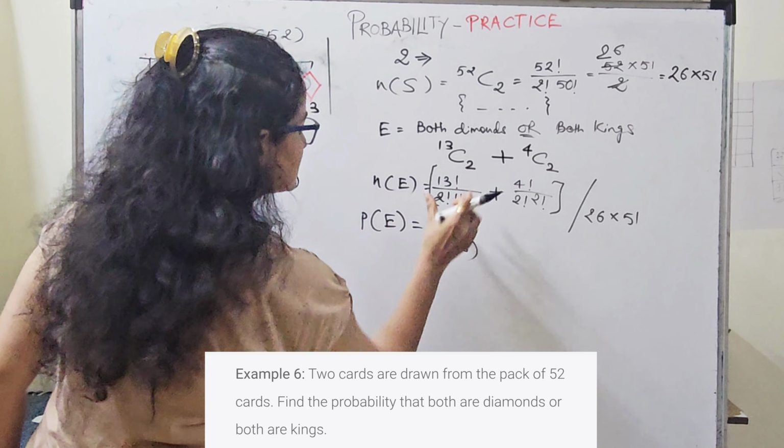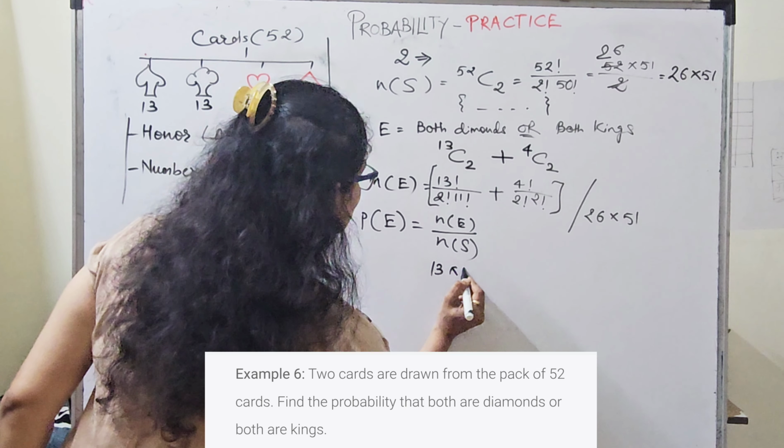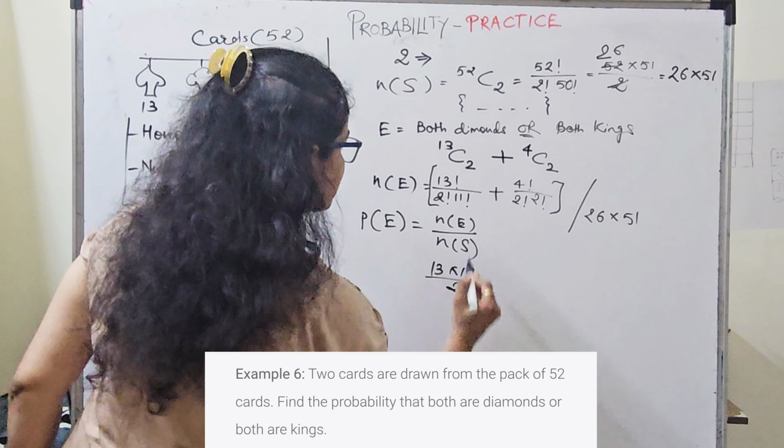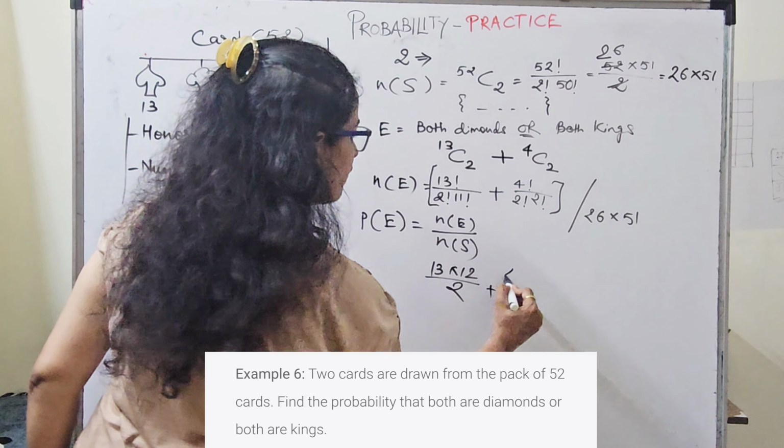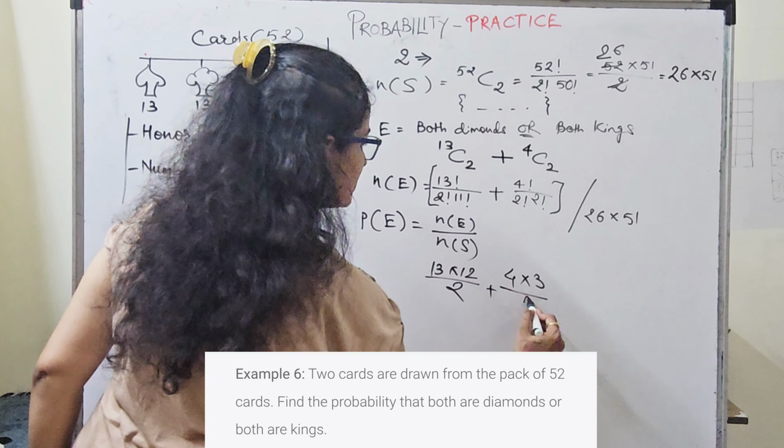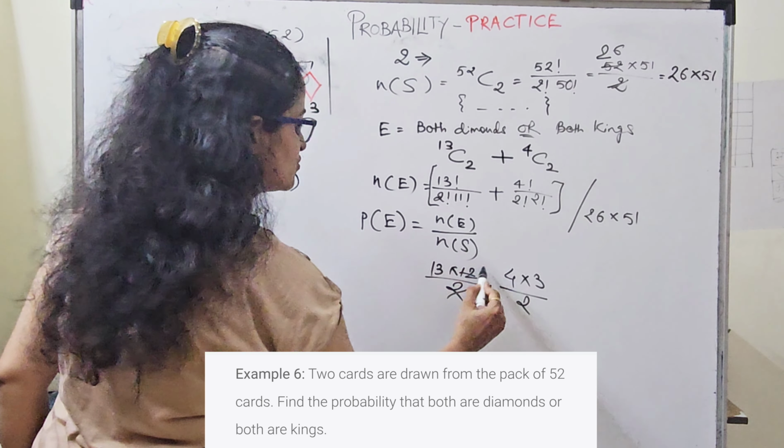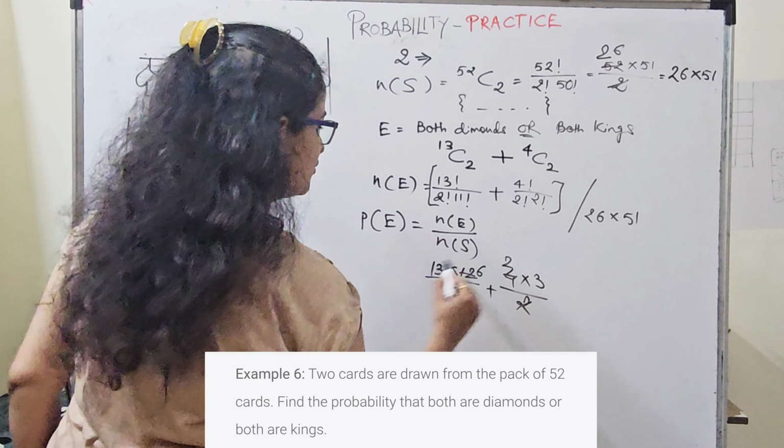Okay, see, now if you simplify 13 into 12, 11 goes there, so divided by 2 only, plus this is 4 into 3, again 2 goes there, only 1 2 is there, right? If you solve this, 2 6s are, 2 2s are. Okay, you have to do this now.